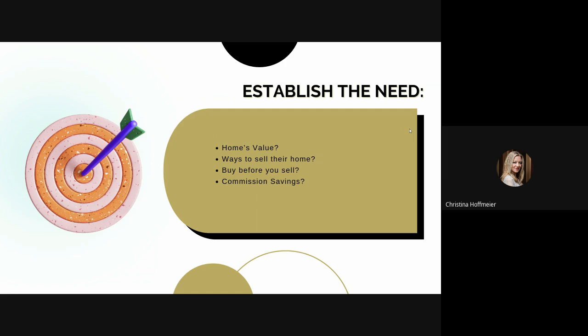Do they need to know their home's value? That's pretty common. That's probably the most common. Like, I don't know what my home is worth. Like how do I figure that out? Do I call a real estate agent? Do I call an appraiser? Do I call my attorney? Do I call my tax guy? The majority of the population does not know how to do these things.